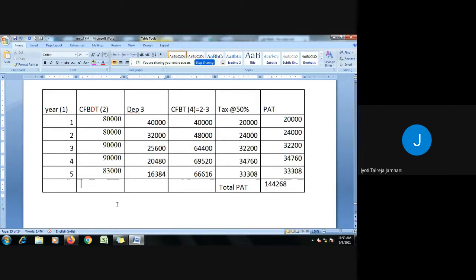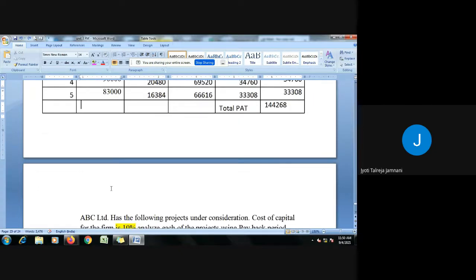Now we can find the average profit after tax, which is equal to 1,44,268 divided by 5 years, since the life of the project is 5 years. That is 28,853.6, which is 28,854. We can say this is the average profit after tax.